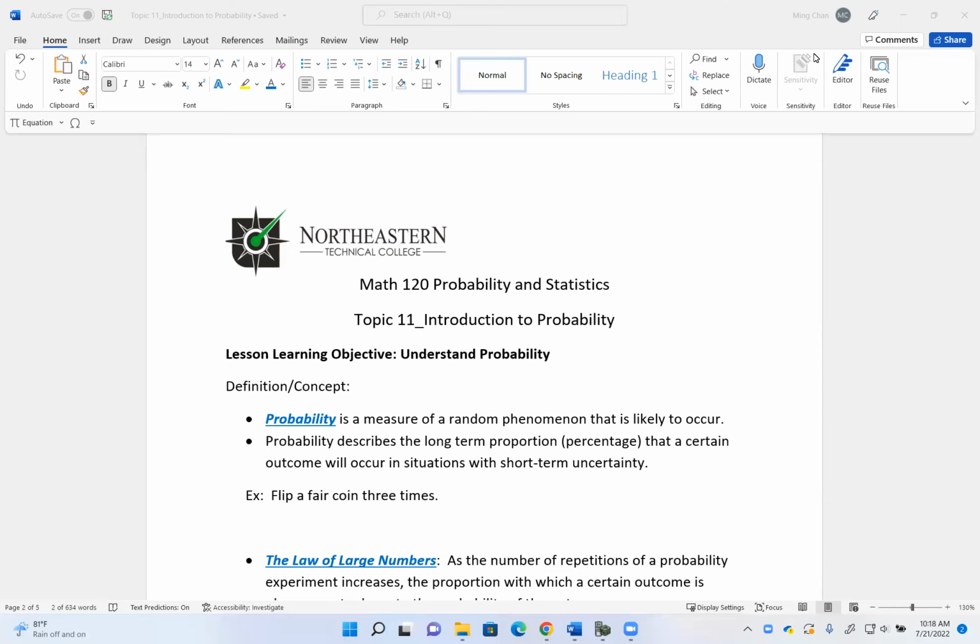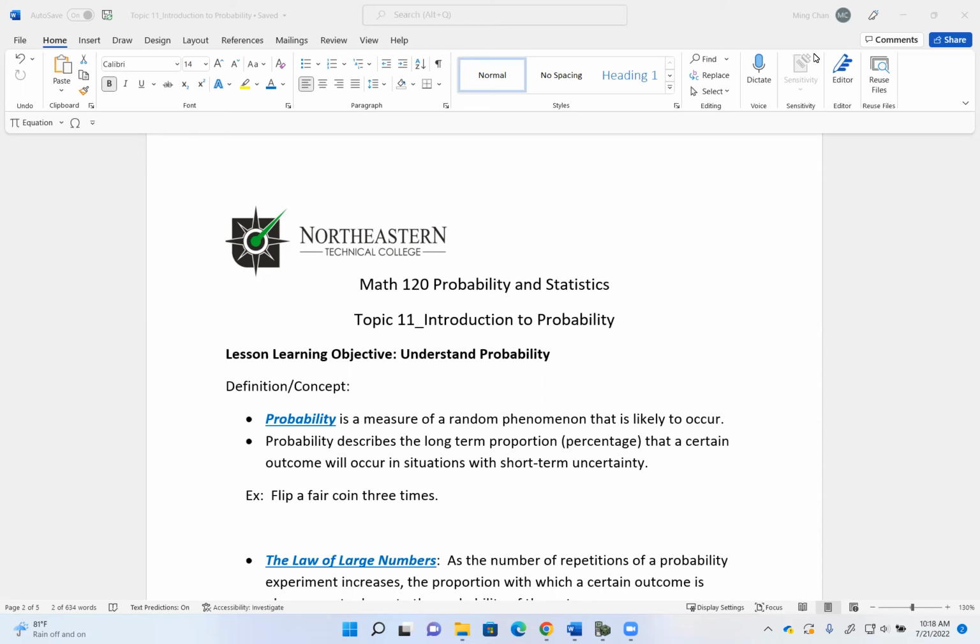Hi, welcome to topic 11, Introduction to Probability. In the next several topics, we will begin to talk about probabilities and something called counting principles, combination, and permutation. So let's do a quick introduction in this topic.